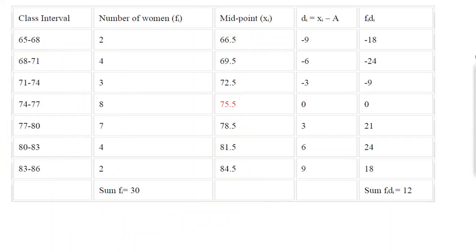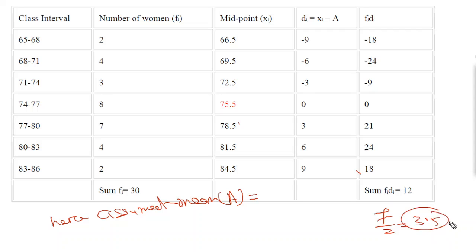Okay. Now after finding all the midpoints, you have to assume a mean. So you can write here assumed mean A is equal to. How many numbers are here? 1, 2, 3, 4, 5, 6, 7. So in the rough you can calculate it. 7 by 2 equal to 3.5. The next whole number is 4. So the fourth number will be taken as the assumed mean. First, second, third, fourth. Here 75.5. So we write assumed mean equal to 75.5. Okay?